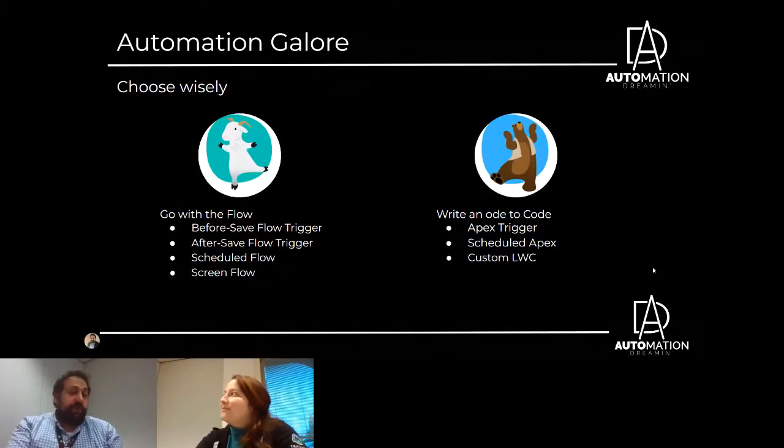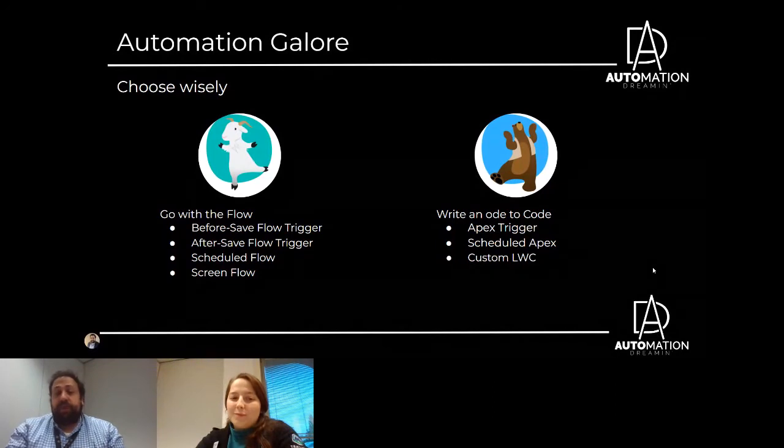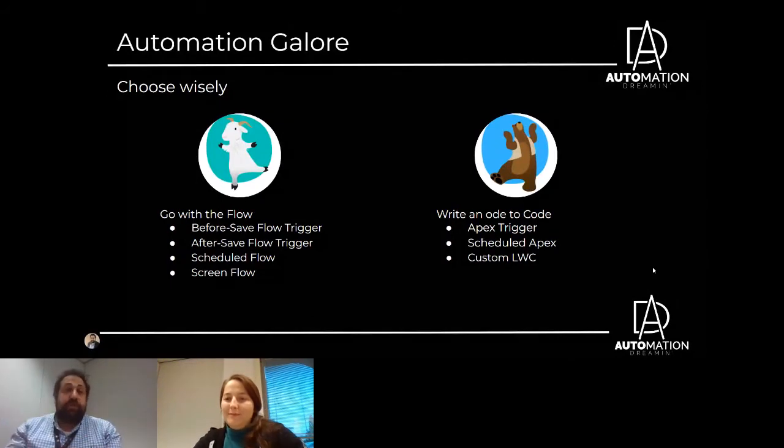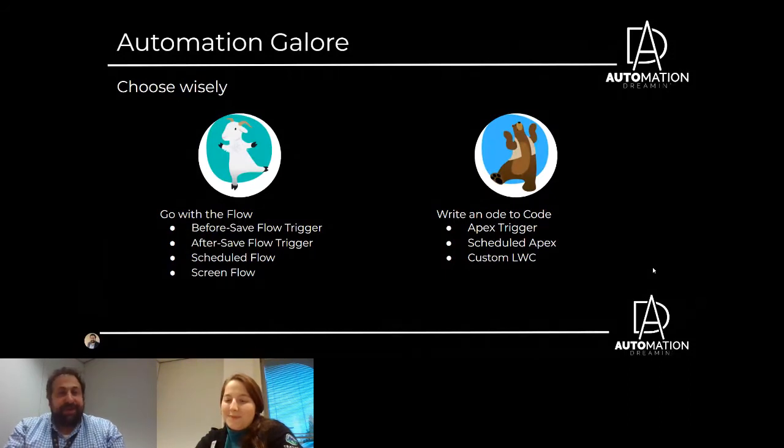If we look at Flow, the before-save flow trigger, the after-save flow trigger, and the scheduled flow, the automation happens at the backend, as opposed to the screen flow, which shows screens to the customer. So this happens on the front end, user facing. And if we look at pro code, code is always in the backend, so it speaks for itself that code is backend automation.